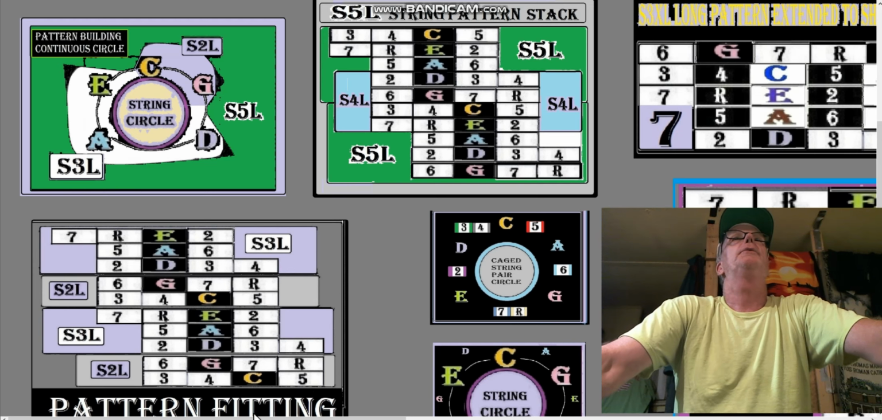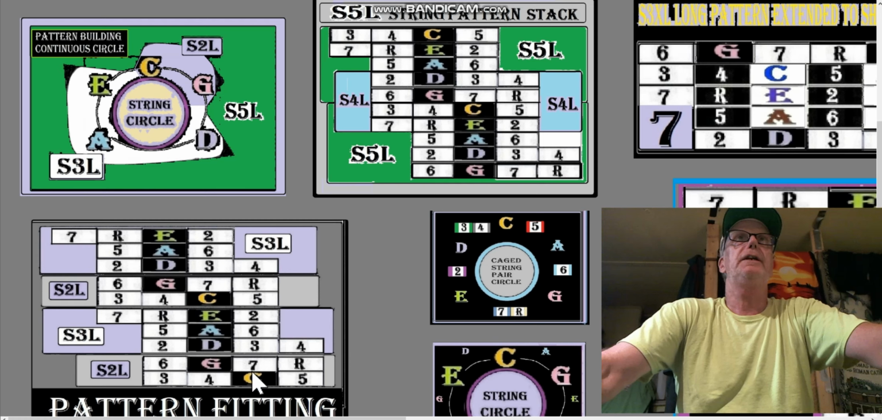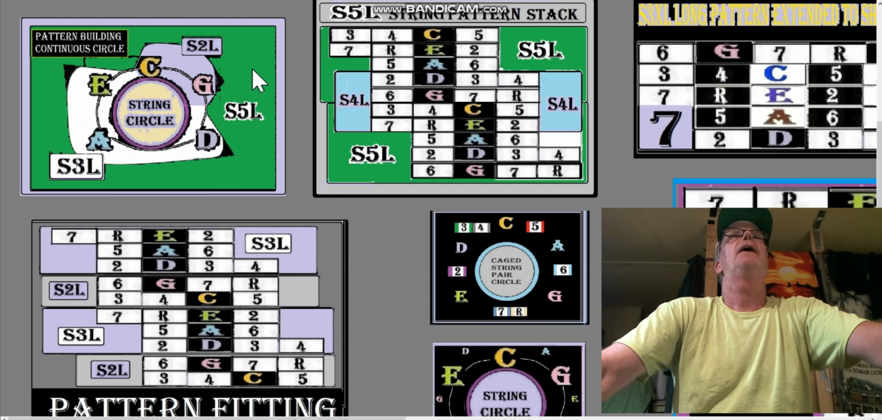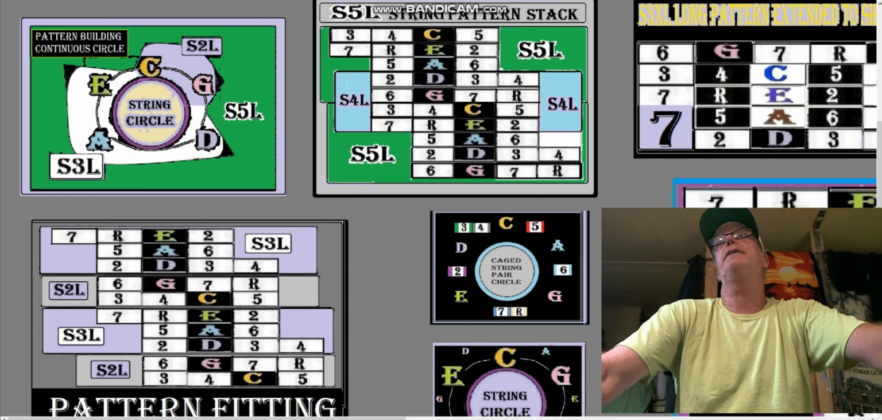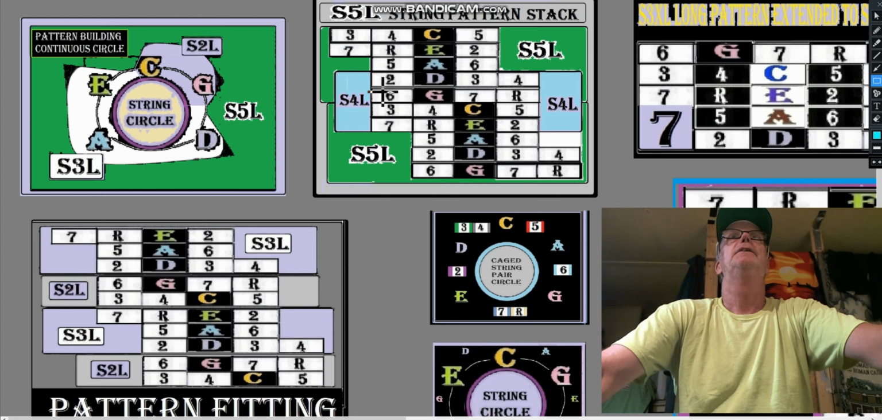So here we go. C, G, D, A, E. You see that? Now the S2L, and S2L is over here. Let's get involved with the drawing tool. It's always fun to work with the drawing tool. So there's an S2L. That's C and G.